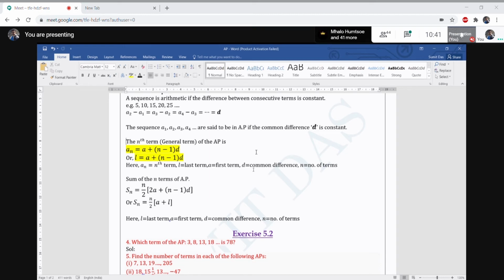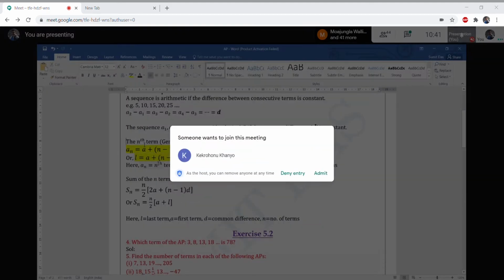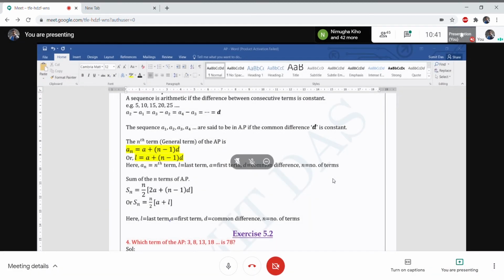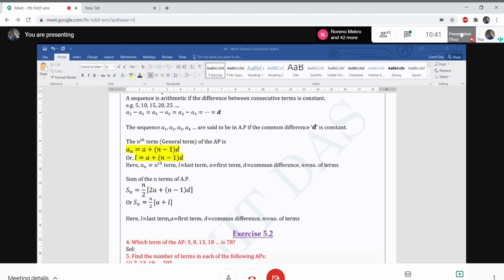Here I am saying n means the nth term, and l denotes the last term. The formula is the same, but sometimes it is called the last term, denoted by small l, or most of the time it is denoted by an, the nth term. Now, a is called the first term, d is called the common difference, and small n is called the number of terms.